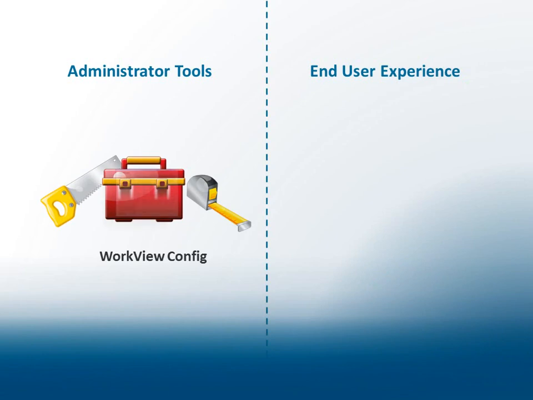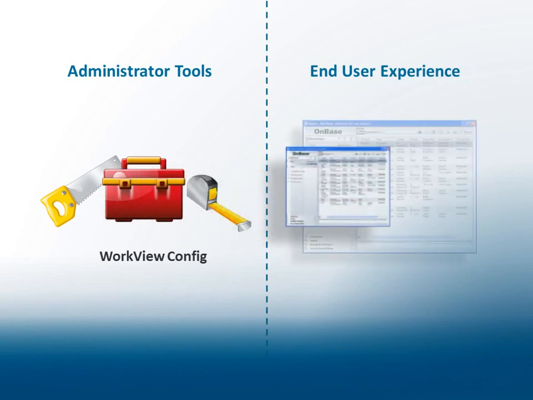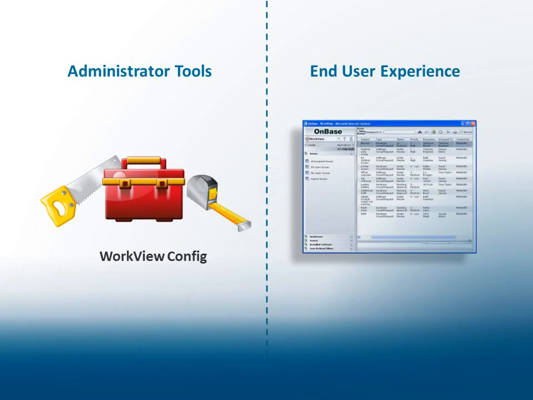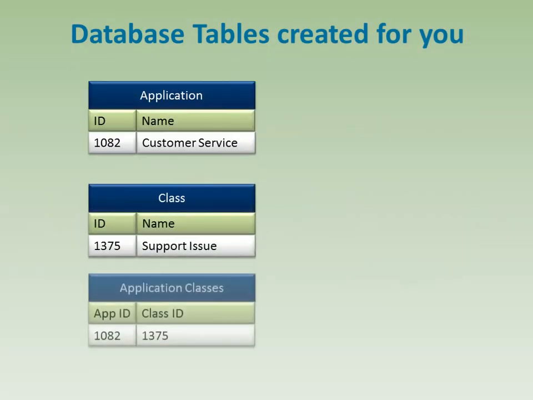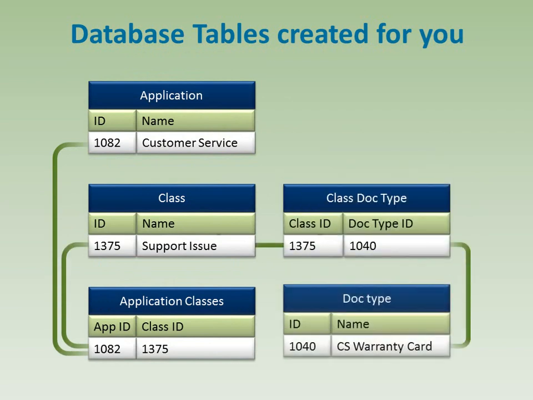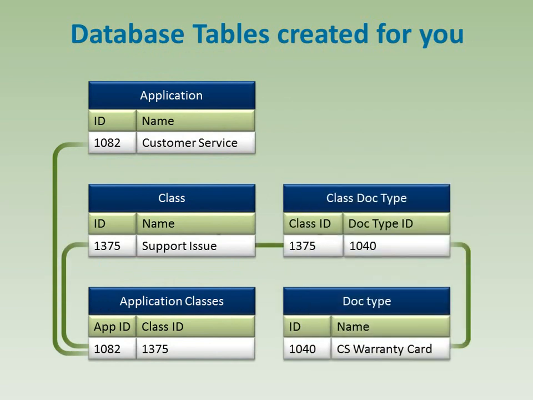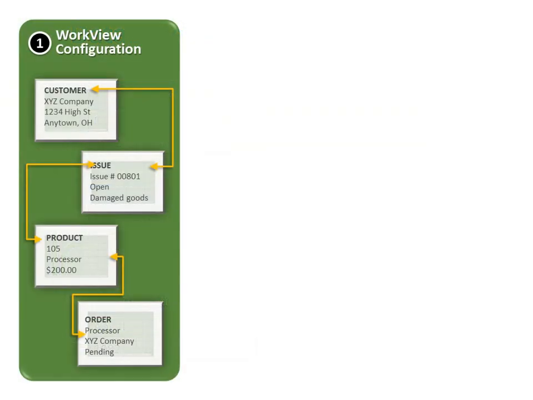You create the screens to show that data to users, providing the detail necessary for them to complete their jobs, whether that's monitoring a vendor relationship, managing IT help desk issues, or case management. As you configure your application, WorkView builds the necessary database tables inside your OnBase database. It dynamically creates the columns, rows, and relationships between the tables that will be used to hold your valuable business data.